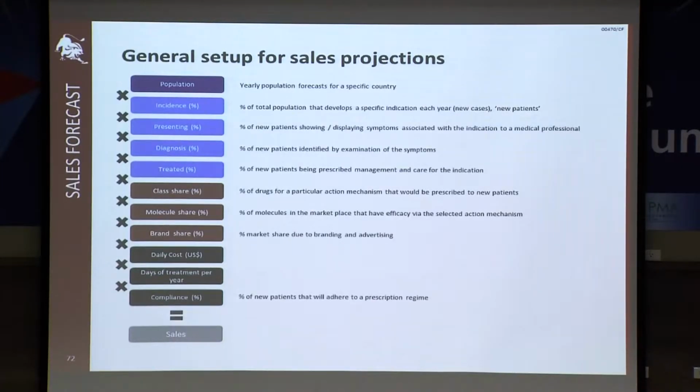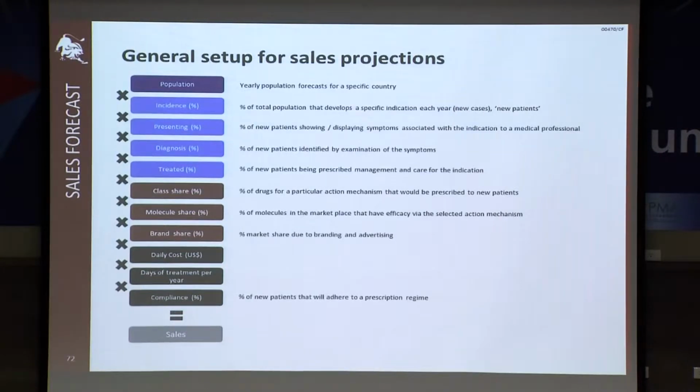And then after that, if you look at the brown boxes, class share, molecule share, brand share. So class share, percentage of drugs for particular action mechanism. Molecule share, molecules that have efficacy via the action mechanism. And brand share, how much market share am I going to get from my competitors, which I mentioned just now.